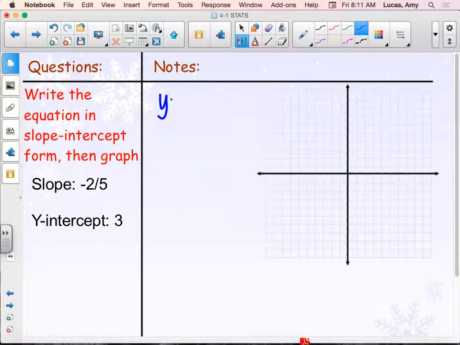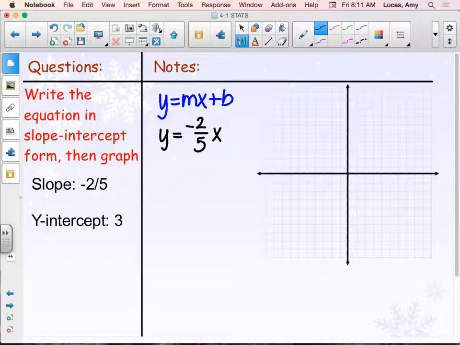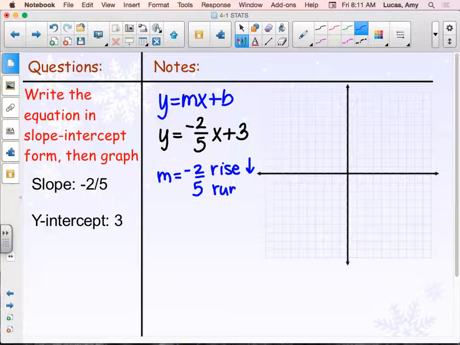Another one where we need to plug in the slope and intercept to write the equation. So the slope is -2/5. I put that in front of the x. The intercept is positive 3. So on this one, my slope, negative 2/5. Rise is negative 2, so I have to go down 2, and the run is 5. So starting at my intercept, positive 3 right here, I'm going to go down 2 and over 5 to the right. Down 2, over 5 to the right.